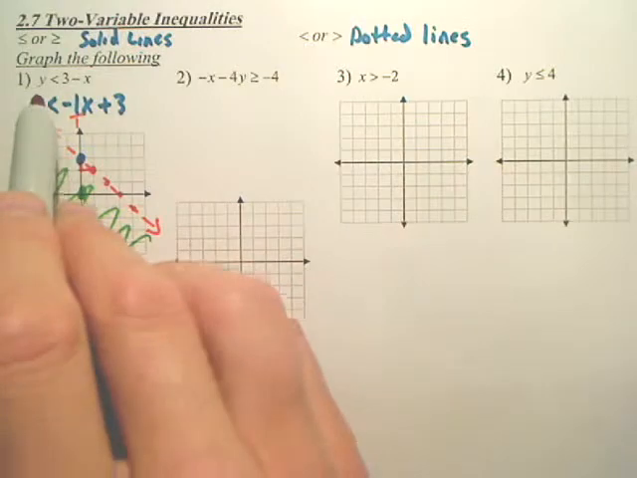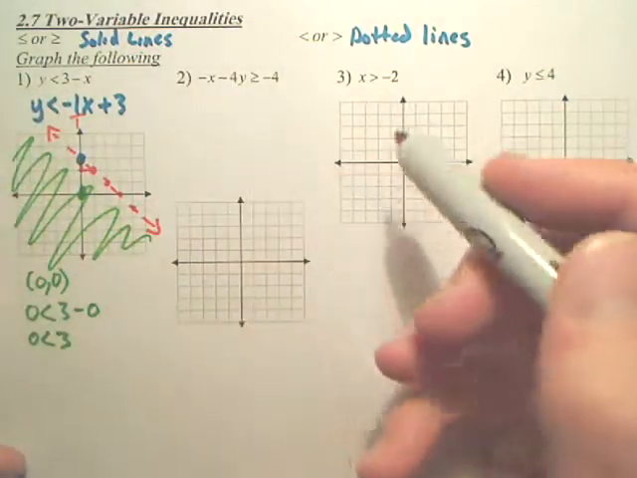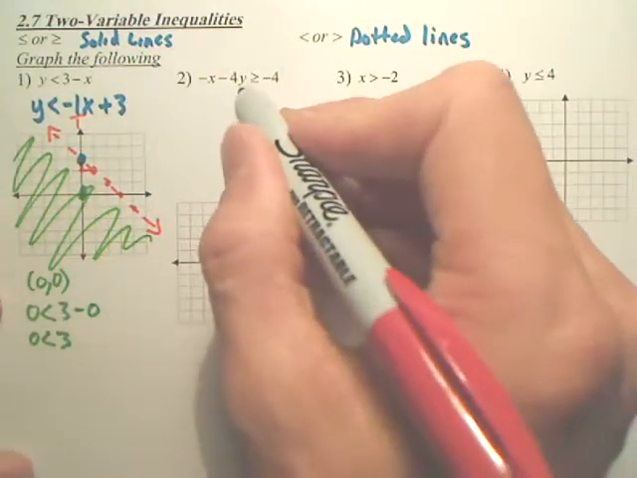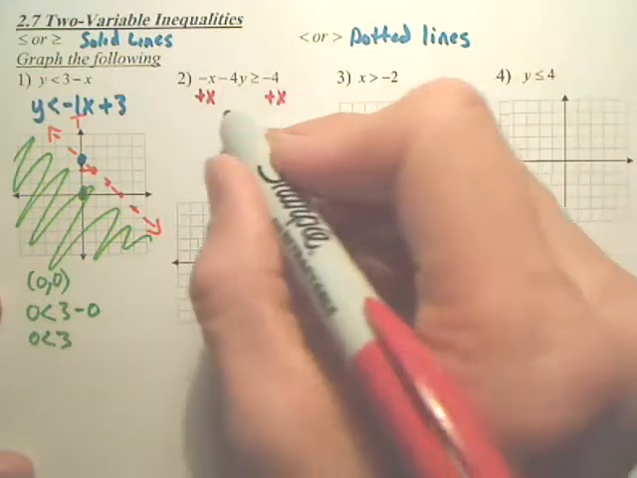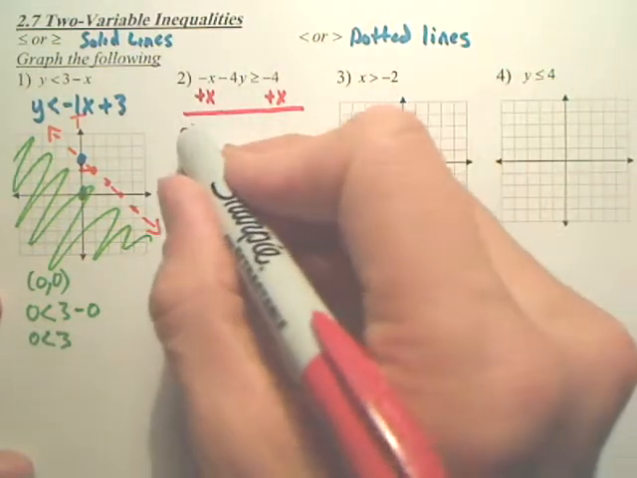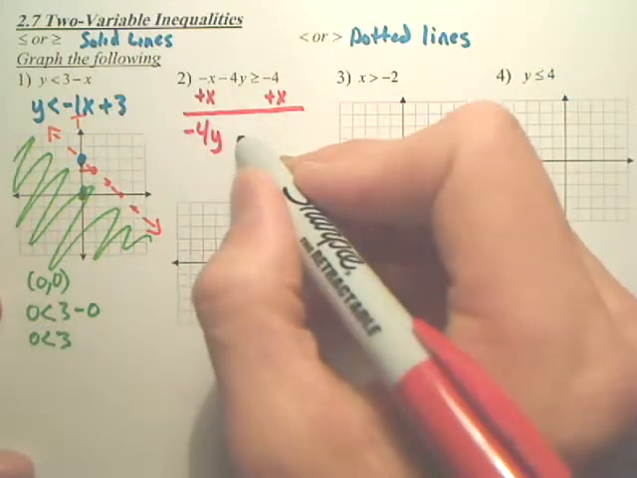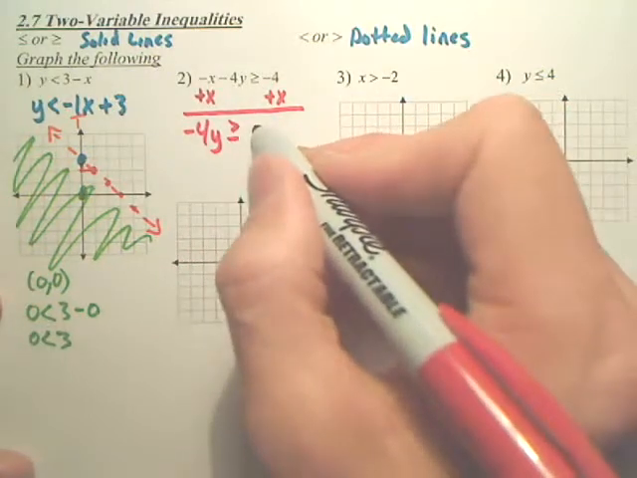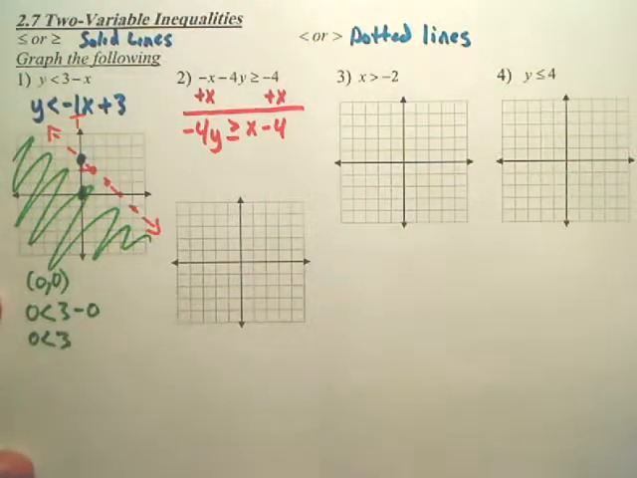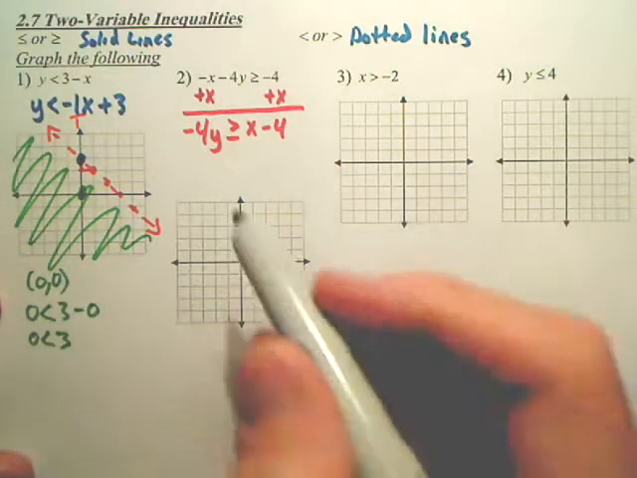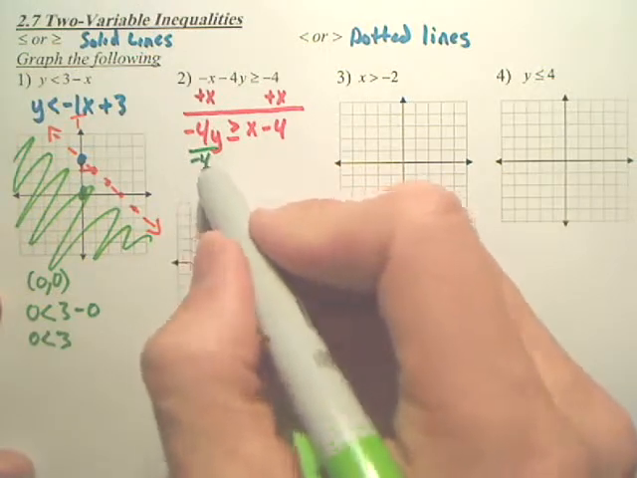This one, we first need to change to this form. Same idea, but we need to change it. So to get y by itself, your first step will be add x to both sides. So you have negative 4y is greater than or equal to x minus 4. Our next step would be divide by negative 4.